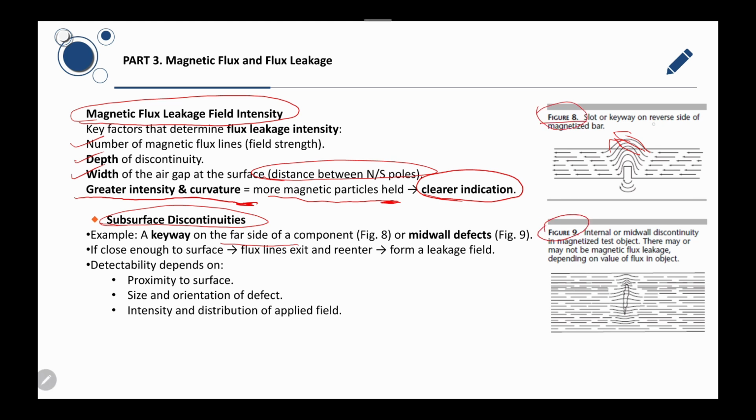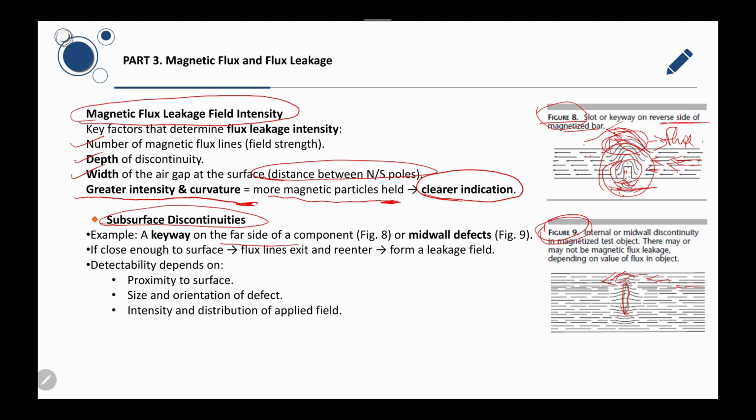Figure 8 represents the reverse side of the magnetized bar. It shows the magnetized bar with a slot or keyway on its opposite side. The magnetic lines of force travel through the material. At the slot, the magnetic field is disturbed and leaks out, forming a flux leakage. When performing magnetic particle testing, the magnetic particles gather at the leakage, making the slot detectable even on the reverse side.